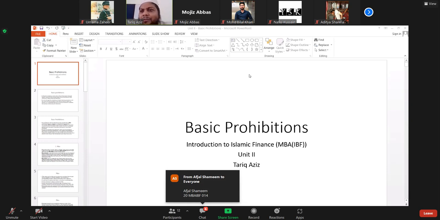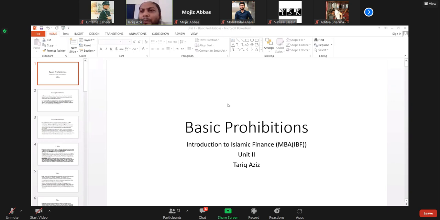So the only thing that we have to check is whether those prohibited elements are present in a particular contract and transaction or not. If the element of those prohibited things is there in a particular contract or transaction, then from the Sharia point of view, it will be declared as not permissible, not allowed, and prohibited.